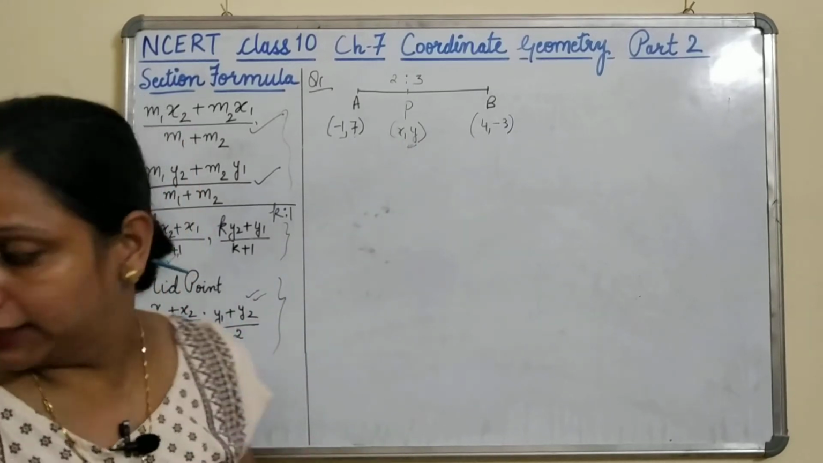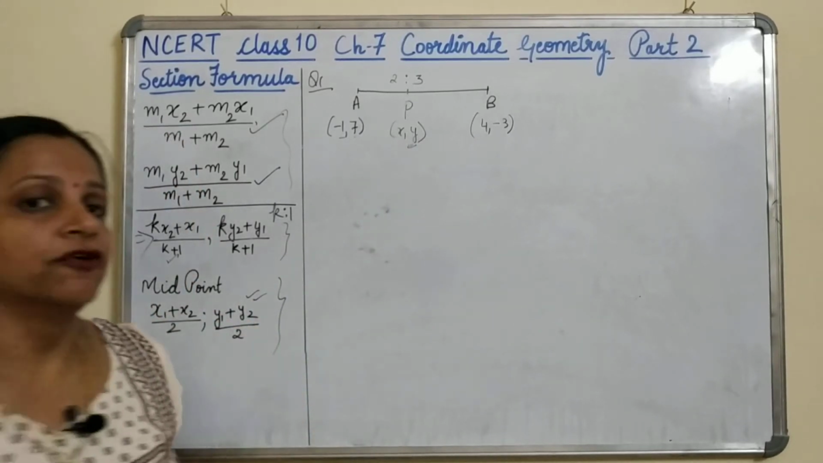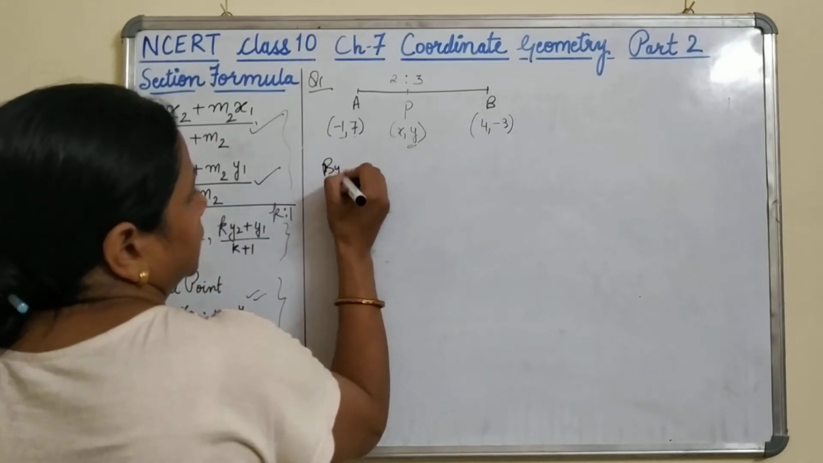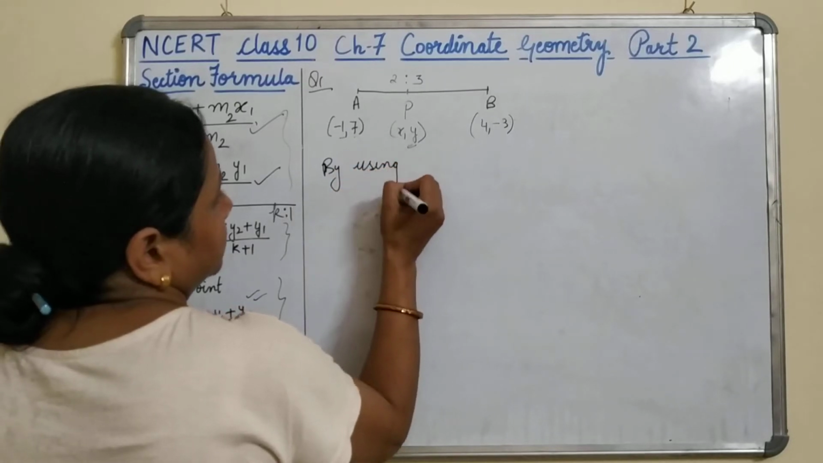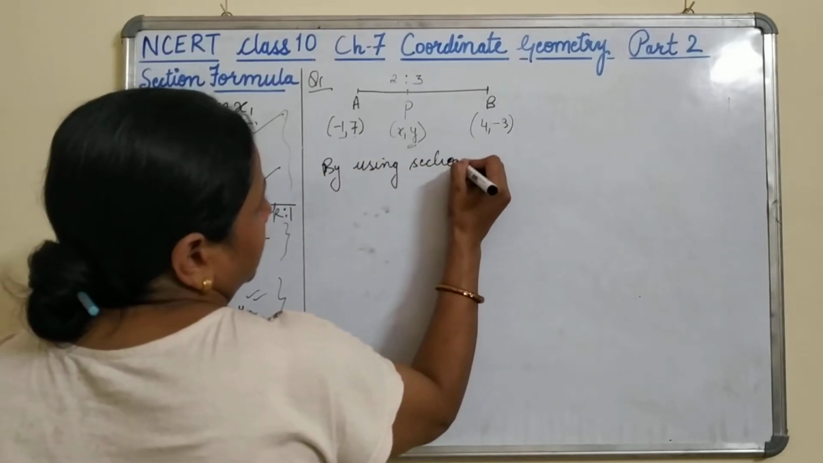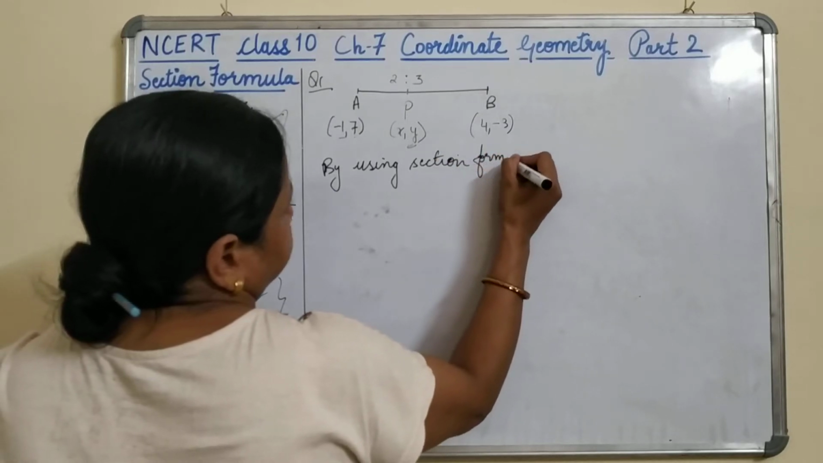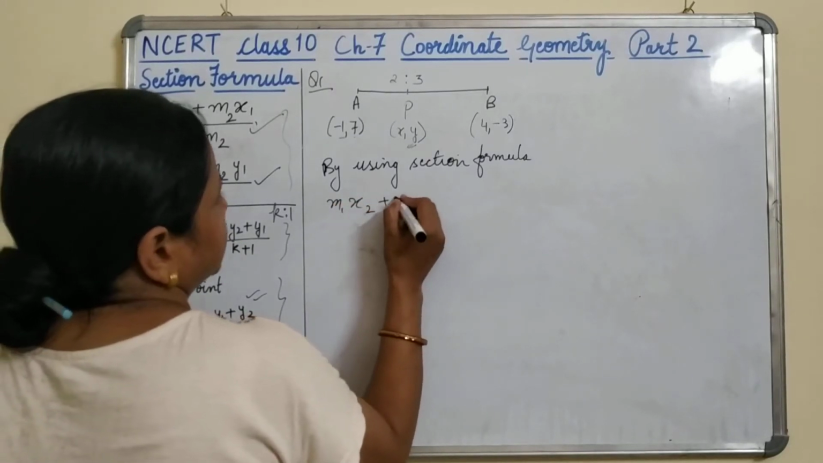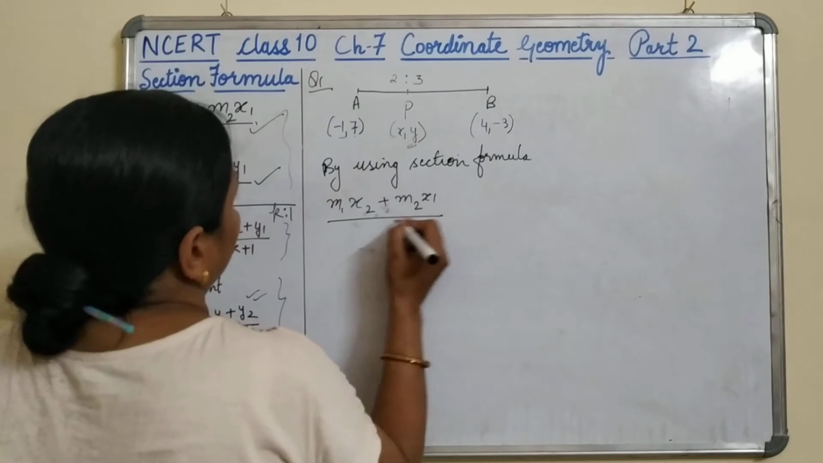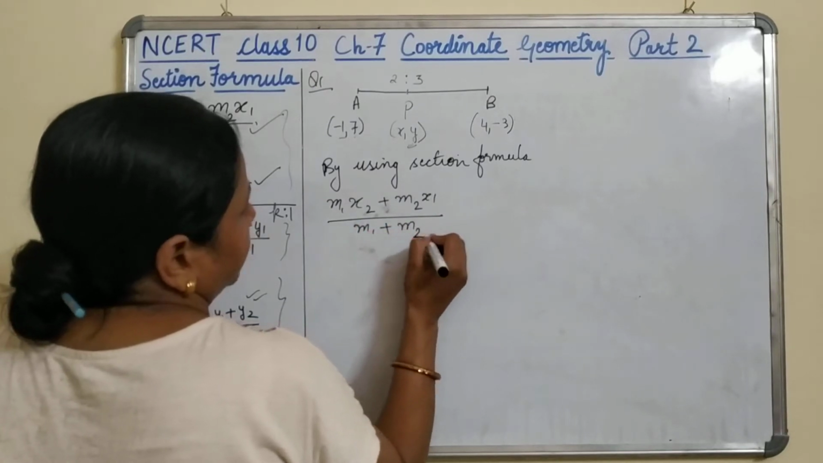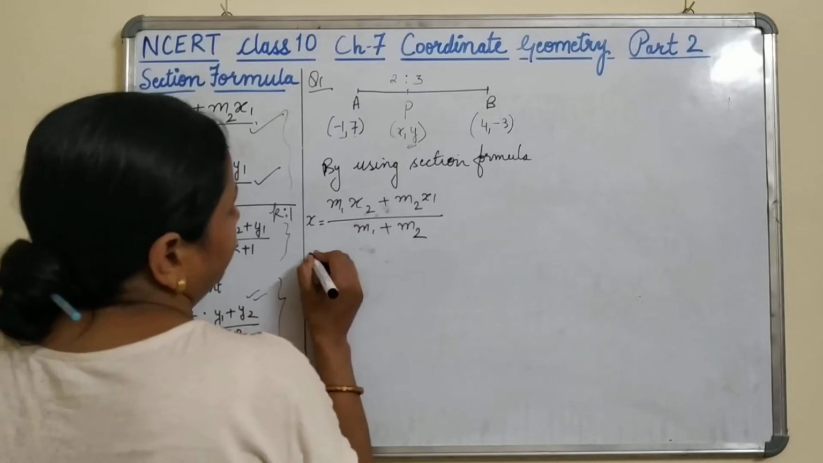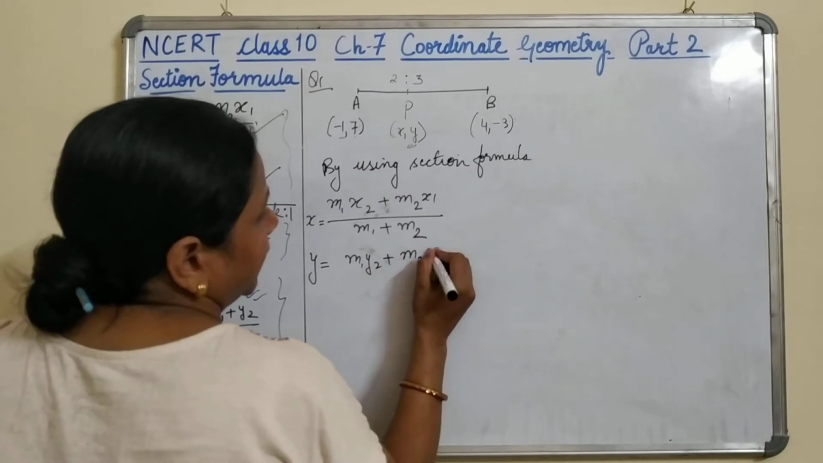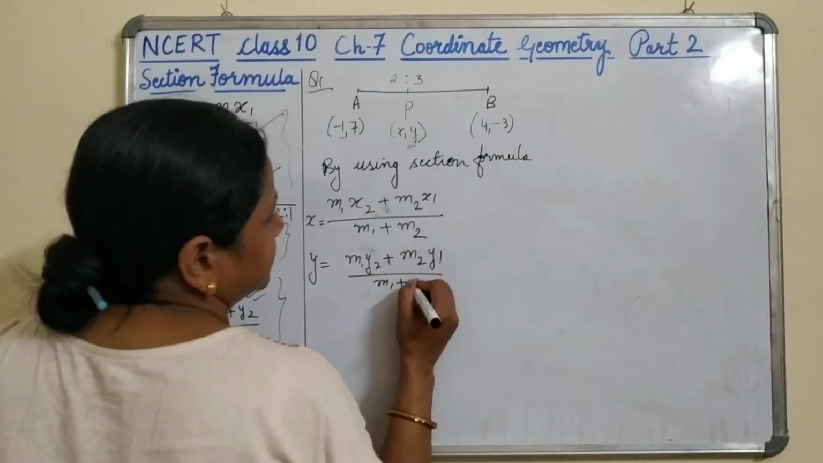And what is the formula for finding the coordinates? What is the formula for finding the coordinates? We have the section formula. What is the section formula? (m1 x2 plus m2 x1) upon (m1 plus m2) for finding x, and for finding y, what do we have? (m1 y2 plus m2 y1) upon (m1 plus m2).